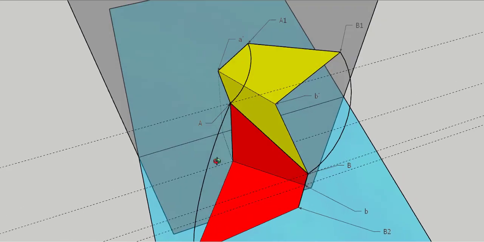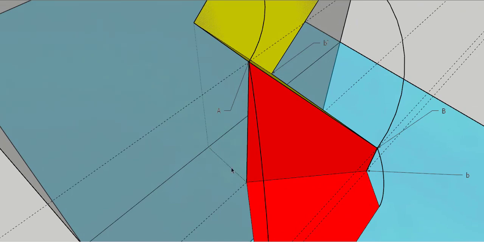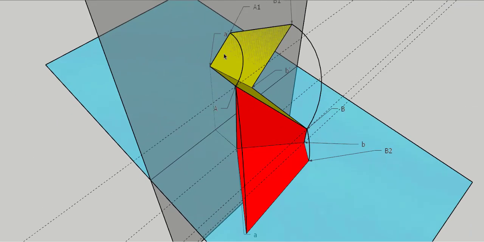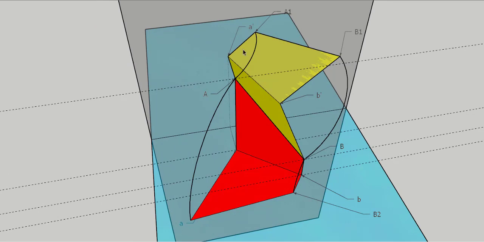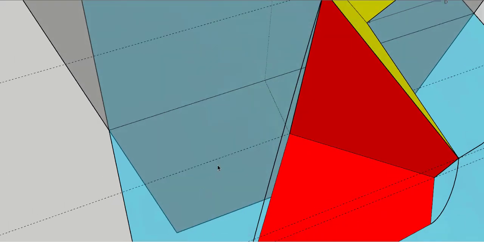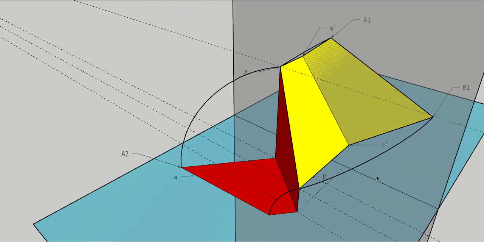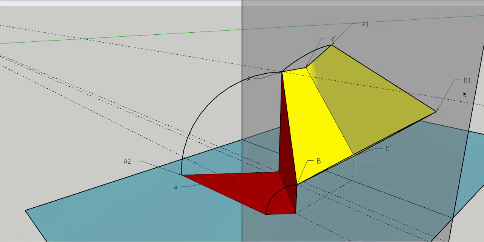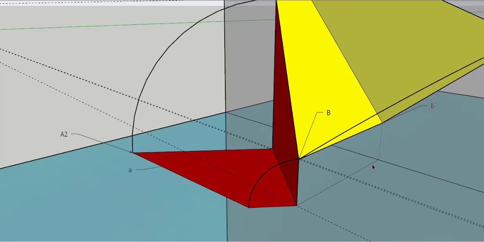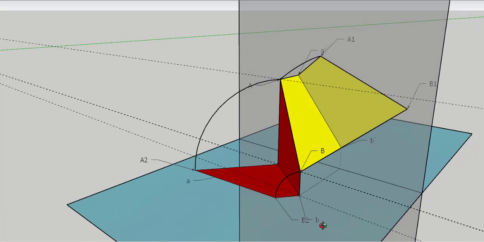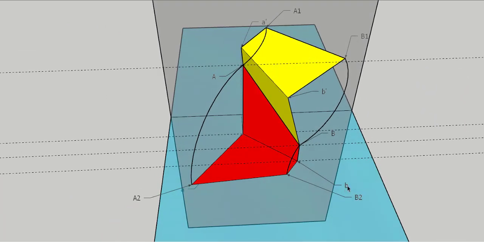You just have to take these measurements, which is the distance from the XY line. If you're talking about this length here, that is A dash A1, all you have to do is measure the distance of the point small a from the XY line. Similarly, if you want to mark the distance here, that is B dash B1, all you have to do is measure the distance of the point small b from the XY line.